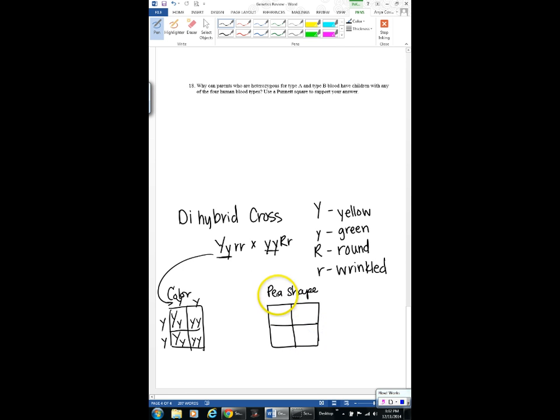And we're going to do little r times big R, little r, big R, little r, big R, little r, little r, little r, little r, little r. Okay, so now you're going to take what's inside of these monohybrid crosses and make it the dihybrid cross. So we'll just draw it here.